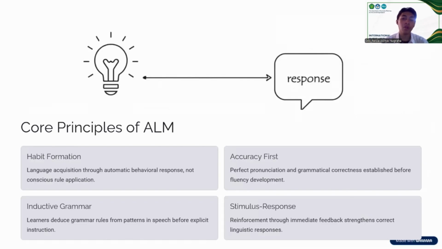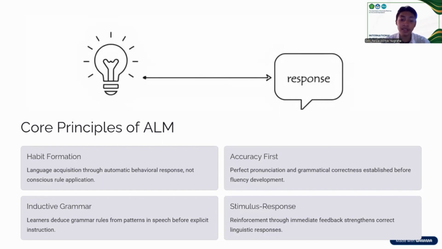There are four core principles of the audio-lingual method. The first one is habit formation. This method applies stimulus-response learning, where teachers provide a model and learners imitate. Correct output receives reinforcement, and errors are cut off immediately to prevent the formation of wrong habits. Language competence emerges from consistent shaping of responses, not internal rule reasoning.